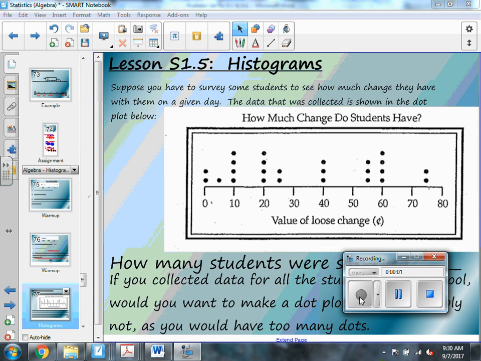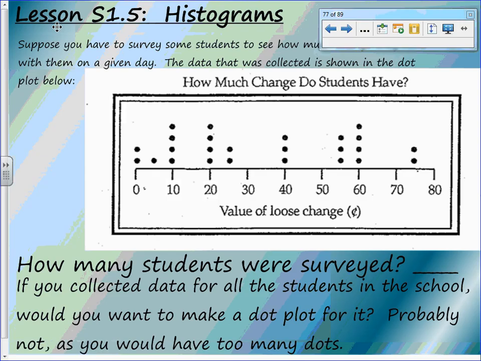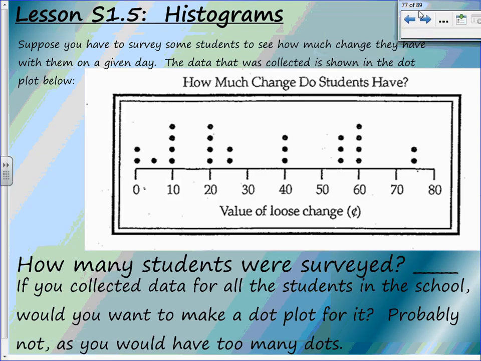All right, ladies and gentlemen, today we're going to be discussing histograms. So a histogram is a brand new plot. Does anyone remember what a histogram looks like?